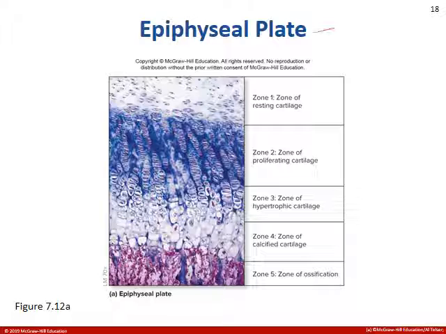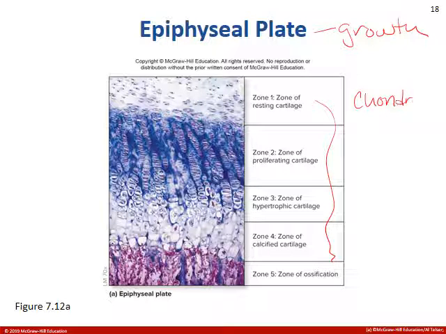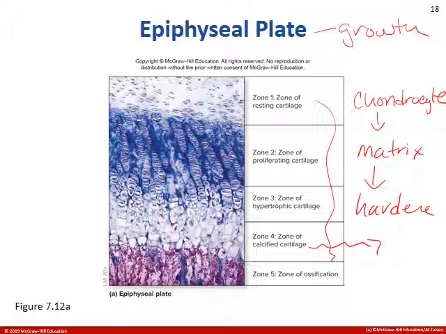Let's talk a little bit more about the epiphyseal plate or the growth plate. So we have several different zones here. Basically the same thing's going to happen. You're going to have a chondrocyte, and that chondrocyte's going to secrete a matrix, and that matrix is going to harden, and that happens here. And then eventually what's going to happen is osteoblasts are going to come in and lay down bone on top of the calcified cartilage.